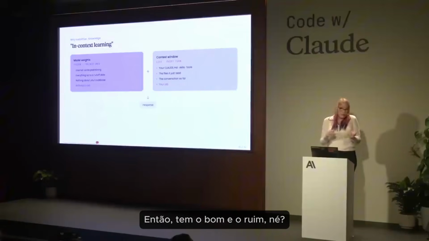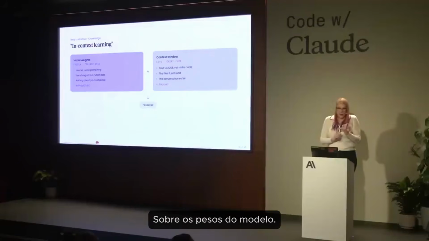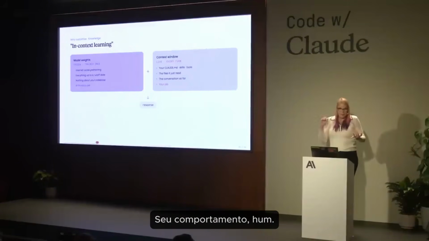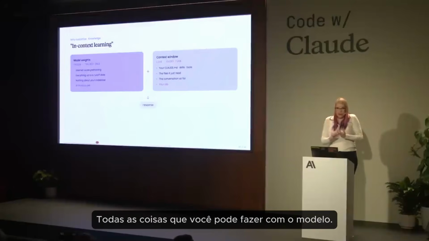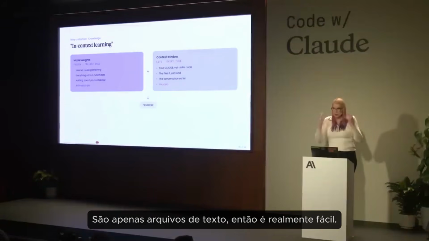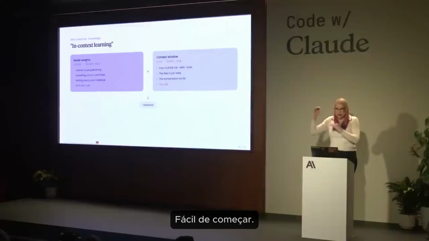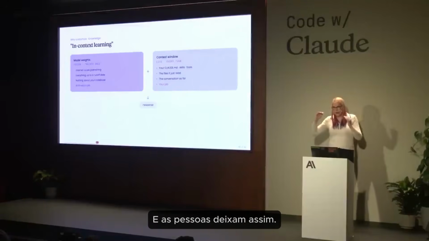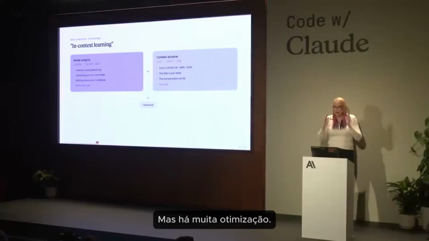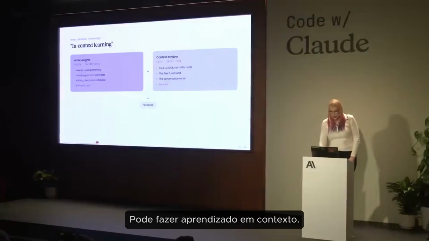So, I mean, there's good and bad there, right? You don't need to understand anything about the weights of the model in order to customize its behavior. All of the things that you can do with the model are just text files, so it's really, really easy to get started. And people kind of leave it there. They're like, well, that's probably good enough. But there's a lot of optimization you can do within context learning.